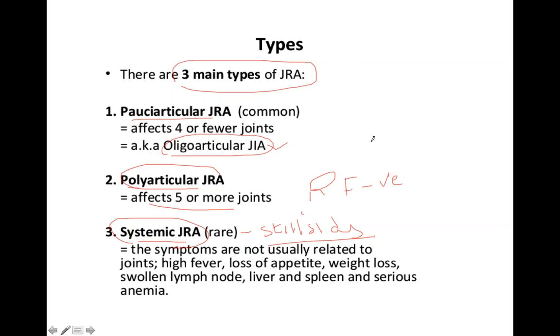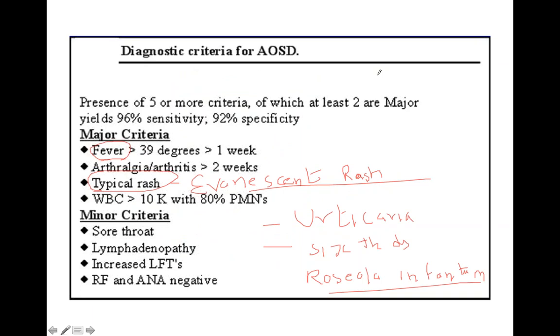So how will you diagnose Still's disease? What are the criteria? Can you tell me? This is the criteria for Still's disease. As I said, it is adult onset, the counterpart of systemic juvenile rheumatoid arthritis. We have major criteria and minor criteria. These things you have to remember.